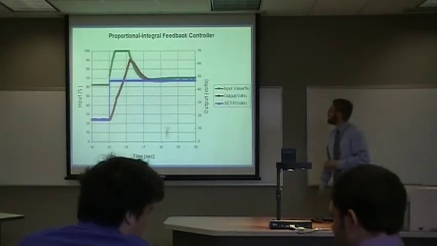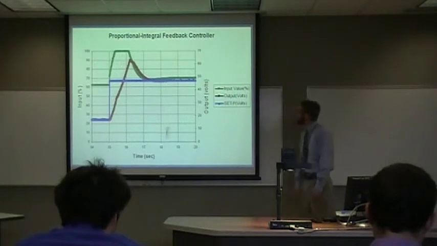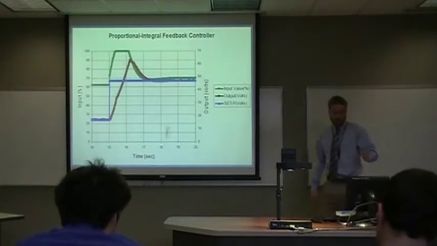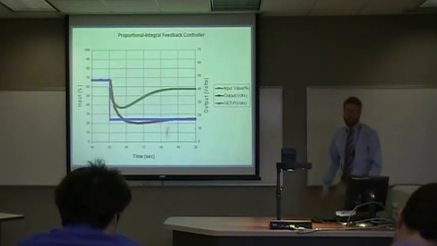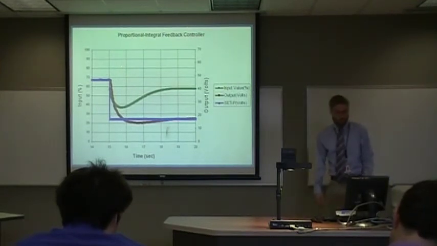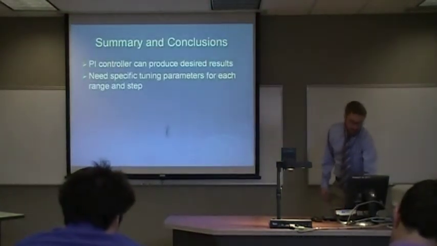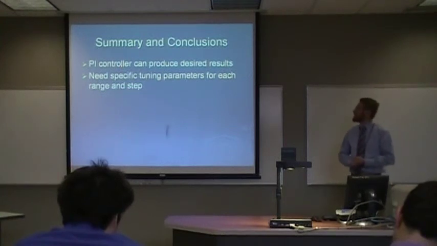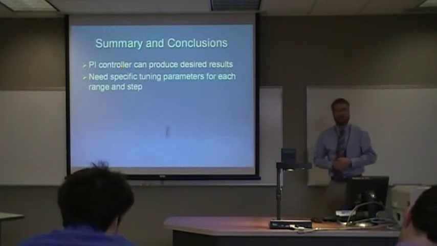This is the typical response when we step up. The output voltage jumps well above our set point, and on the way down, you can never do a complete wind down because it's hard to get the voltage to dip below the set point. It usually just goes straight to it and steadies out. But we hit the set point every time. We don't have any offset. The PI controller, in conclusion, is the only thing that has produced the desired results. But we still need specific tuning parameters for each range and step, and the direction of the step also, because the system behaves much differently on stepping up and down.